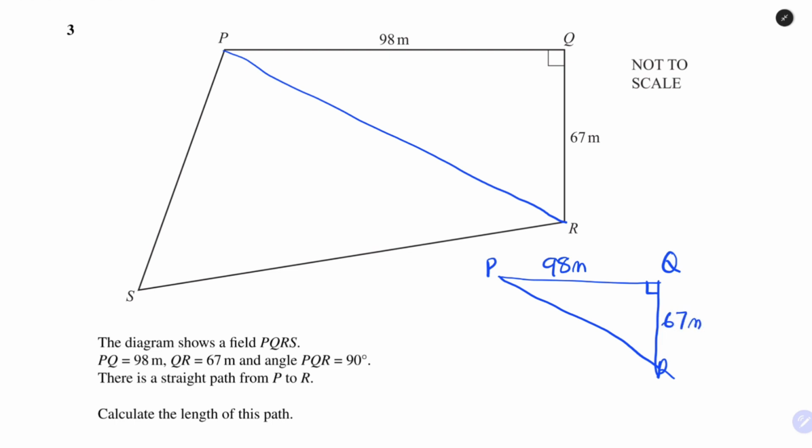This helps us to see that the path PR that we are looking for its length is actually the hypotenuse of a right angle triangle. So we just find it as such. PR square, since it's the hypotenuse, will be equal to PQ square plus QR square. So PR will be given by the square root of PQ square plus QR square.